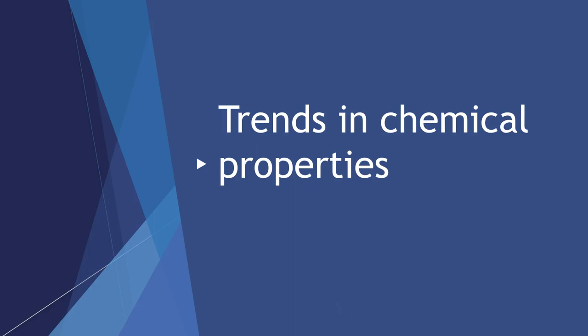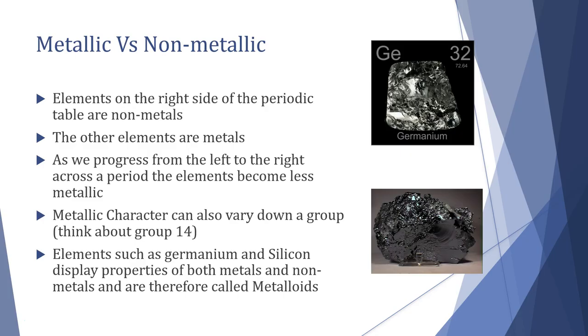I hope you're ready to look at some chemical properties. We're going to look at the periodic table and how we see trends in the chemical properties of a number of elements. We will largely focus on period 3 for a number of equations that you need to know. However, we will talk about trends in general as well.